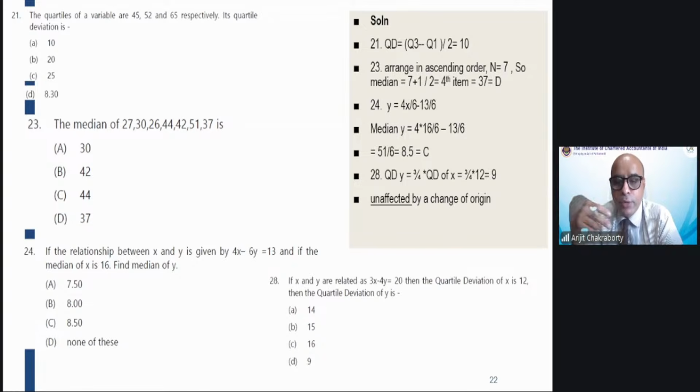Since quartile deviation is affected by a change of scale, and not affected by a shift of origin, we will just apply the multiplier 3 by 4. It is given that the quartile deviation of x is 12. So the quartile deviation of y will be 12 into 3 by 4. And therefore, we will get 9 as the right answer.